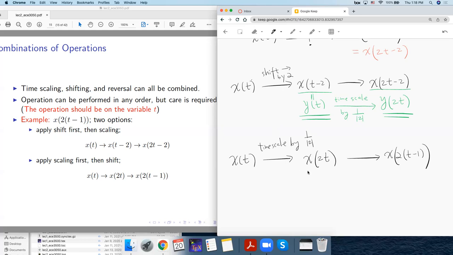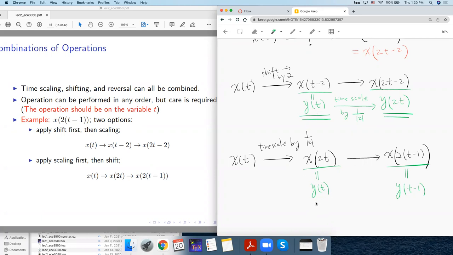Okay, now look at the second one. From x(2t) to x(2(t minus 1)), what is this operation? Well, again, we can define this as a new signal, y(t). If we define x(2t) to be y(t), now what is this? It's y(t minus 1). Because if y(t) is defined to be x(2t), then y(t minus 1) is basically replacing t by t minus 1. But this t is multiplied by 2, so when you replace t by t minus 1, you keep this multiplication factor. It's the entire t minus 1 multiplied by 2. So it's a replacement of variable.